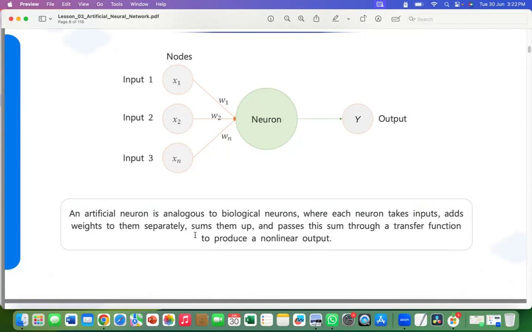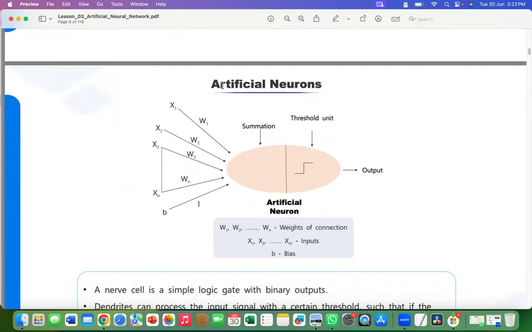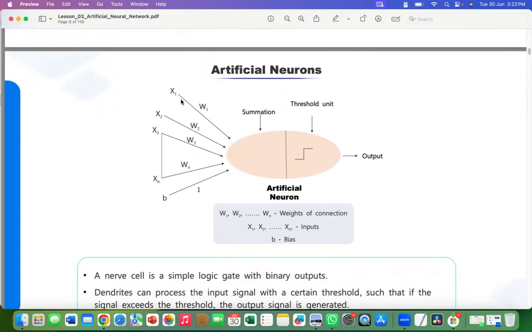तो ये आर्टिफिशियल न्यूरॉन भी हमारा ह्यूमन न्यूरॉन बायोलॉजिकल न्यूरॉन के जैसा ही है. यहाँ पे हर एक न्यूरॉन इनपुट लेते हैं, उसमें वेट ऐड होता है, सम करते हैं सारे इनपुट वेटेड सम, एंड ये सम को हम पास कर देते हैं एक ट्रांसफर फंक्शन के थ्रू, एंड अल्टीमेटली हमें नॉन लीनियर आउटपुट मिलते हैं. तो आर्टिफिशियल न्यूरॉन्स, राइट, these are different inputs, accordingly different weights, x1, x2, w1, w2, w3, wn, and this is bias, summation, threshold unit, artificial neuron, and ultimately output.